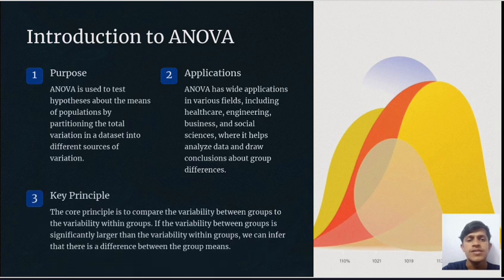Third, key principle. The core principle is to compare the variability between groups to the variability within groups. If variability between groups is significantly larger than the variability within groups, we can infer that there is a difference between the group means.